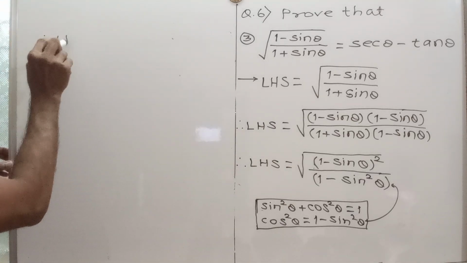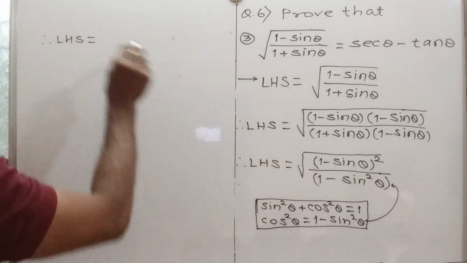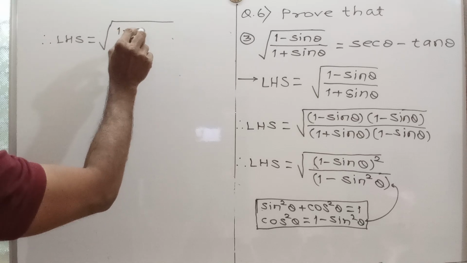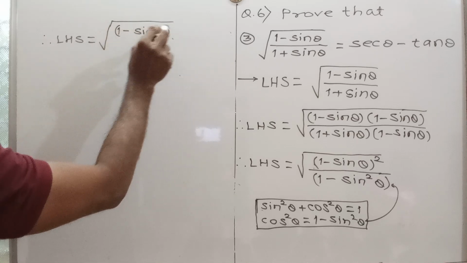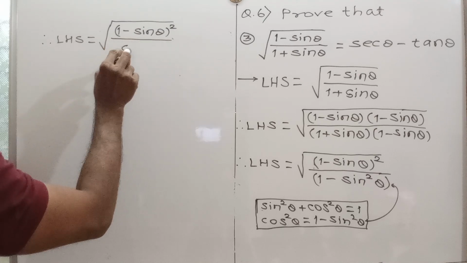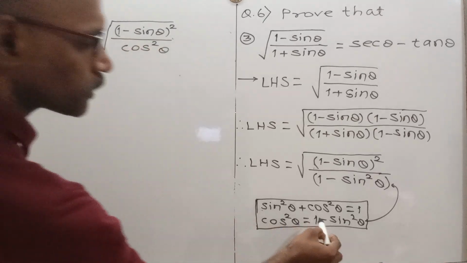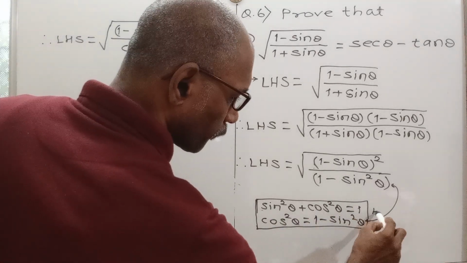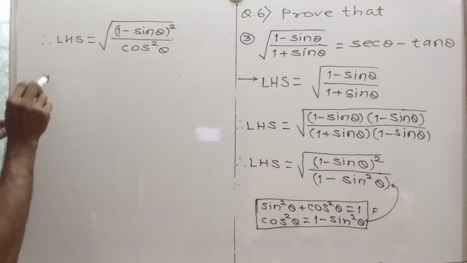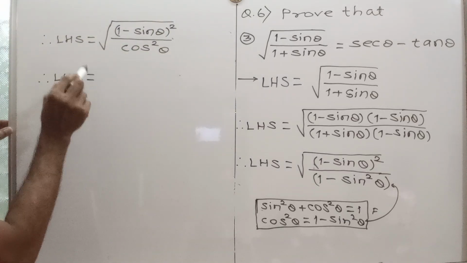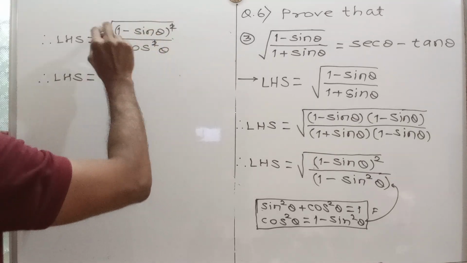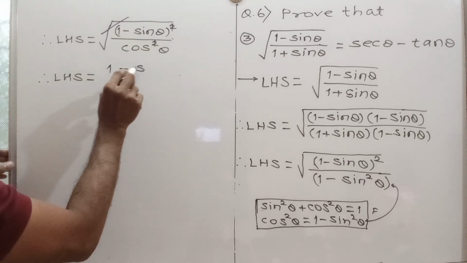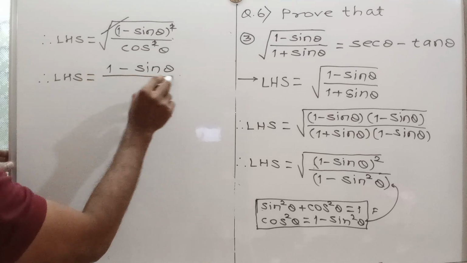Therefore LHS is equal to square root of (1 minus sin theta) whole square upon cos square theta. Instead of 1 minus sin square theta, we put cos square theta. This is the formula. Therefore, the square and the square root cancel, and the remaining is 1 minus sin theta upon cos theta.